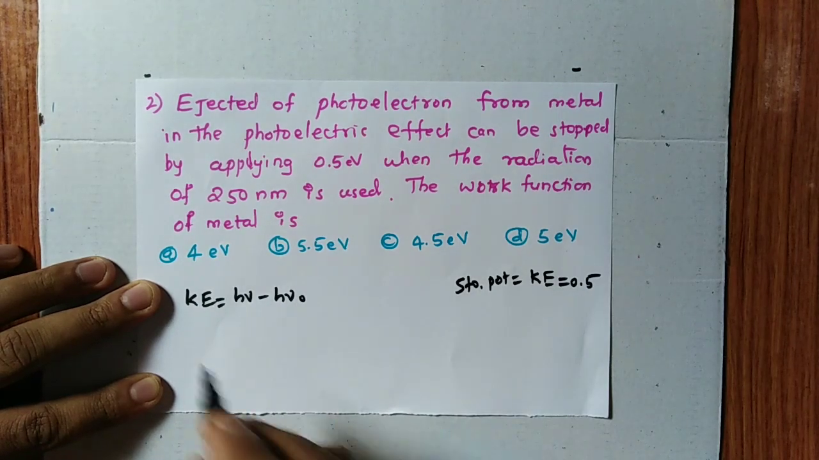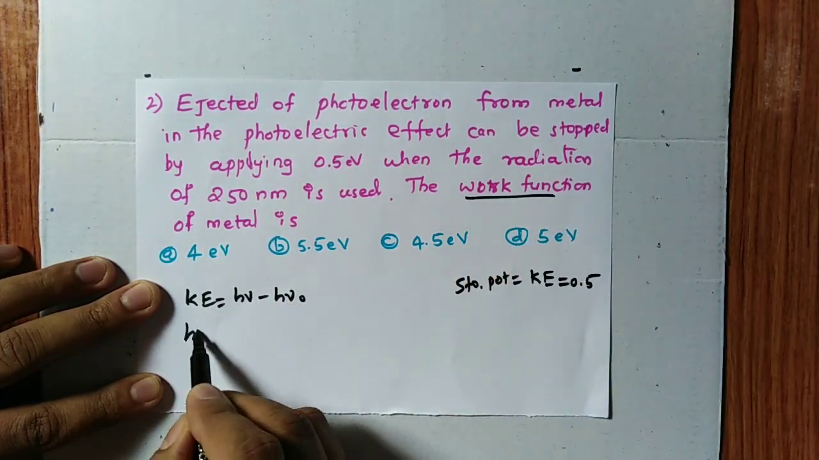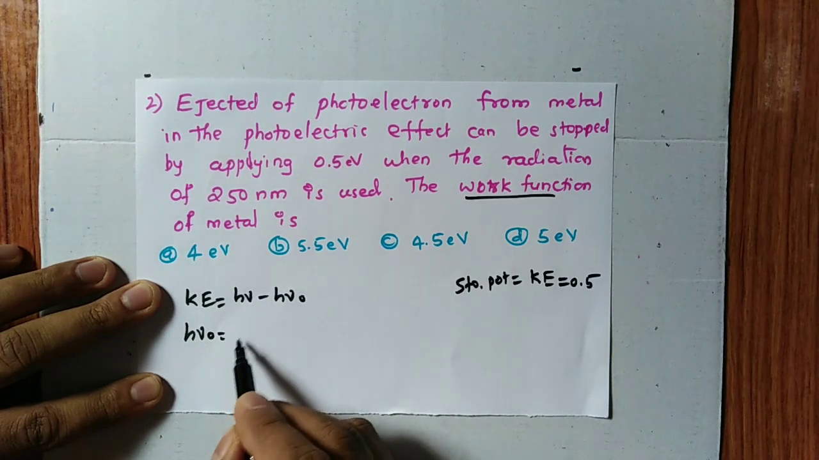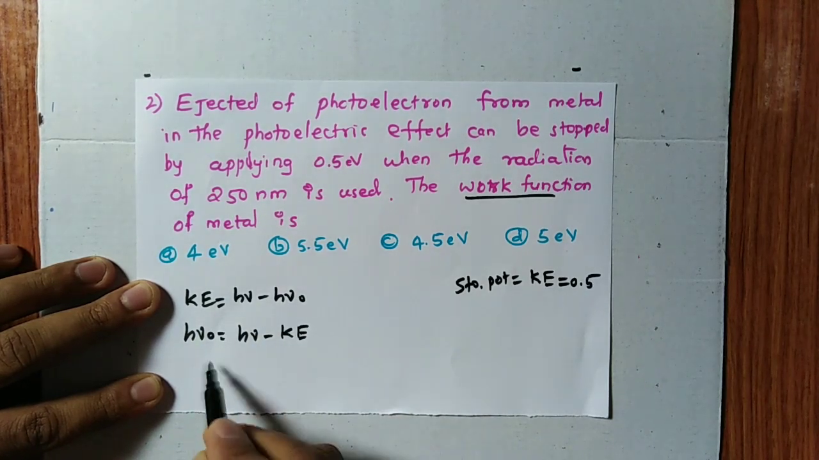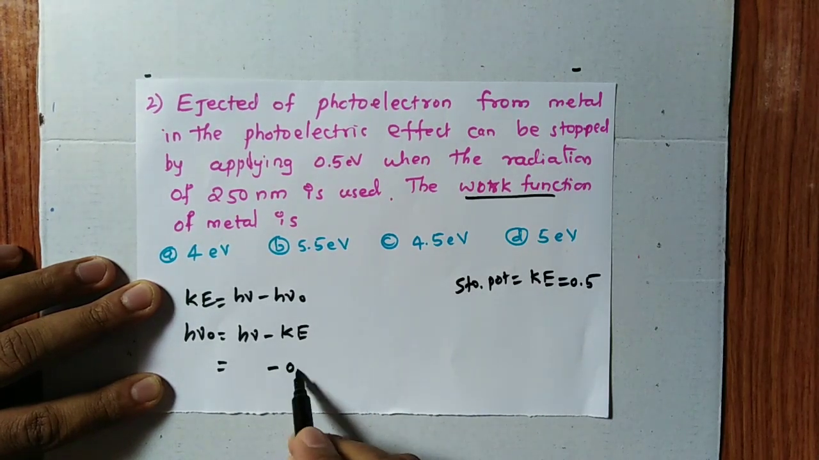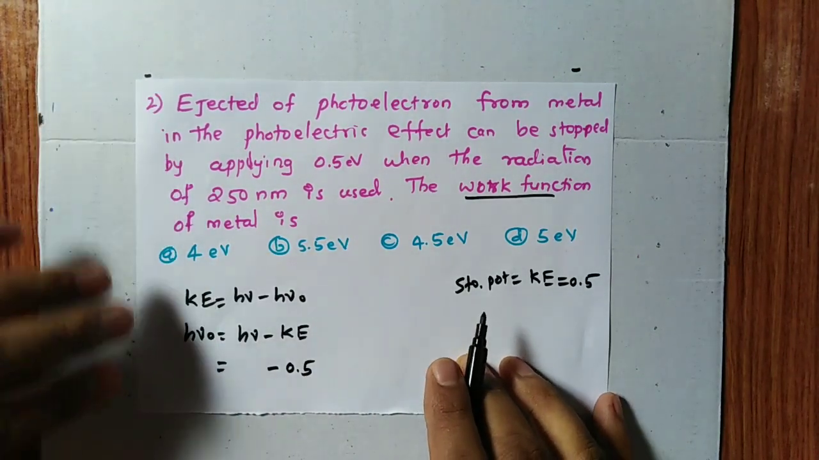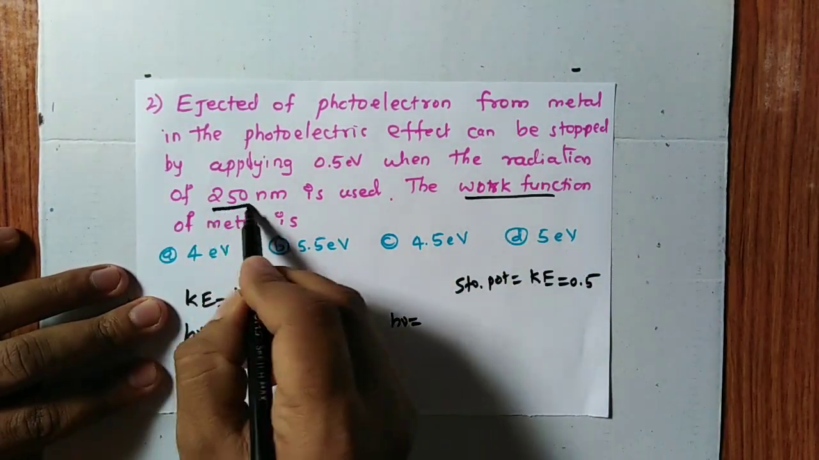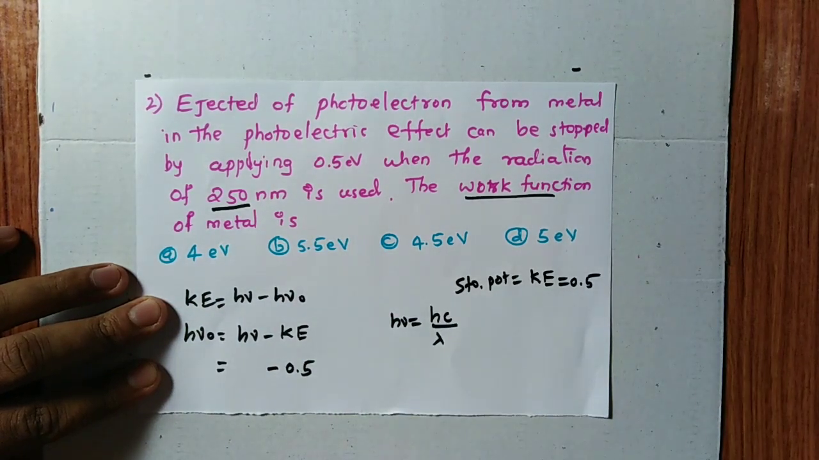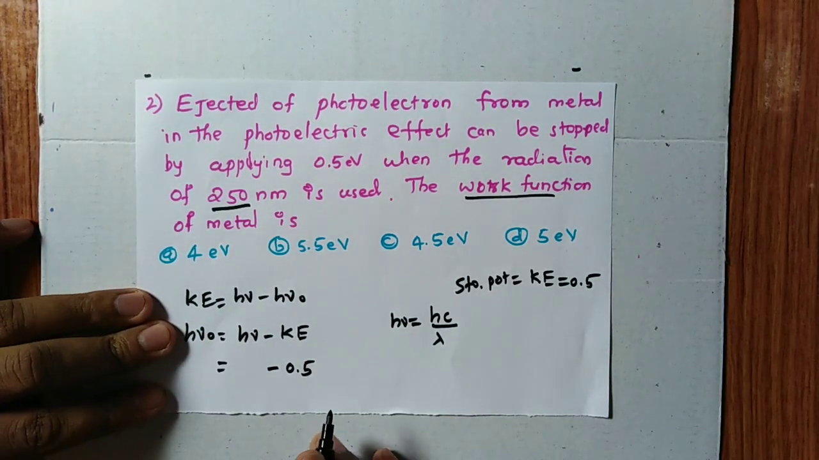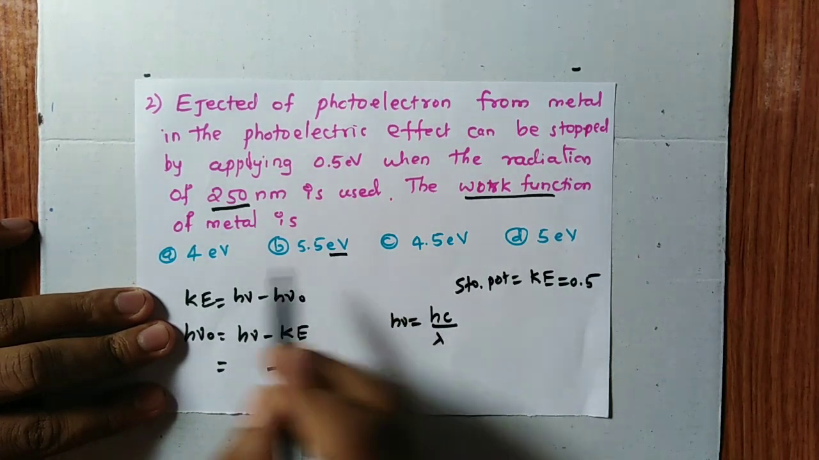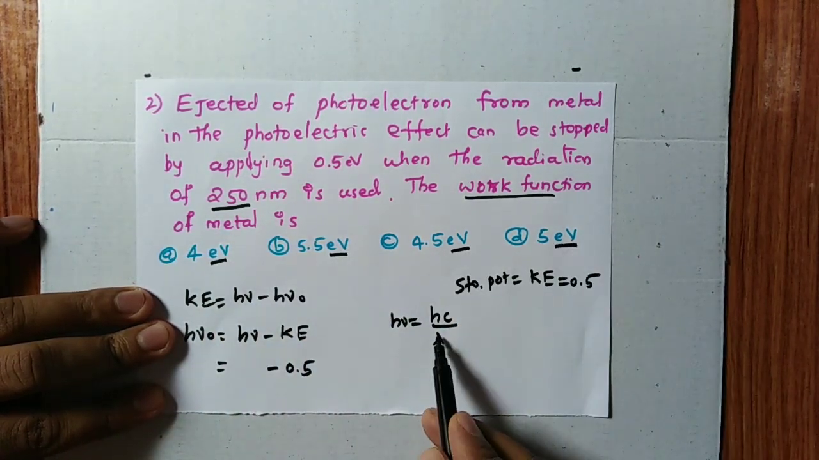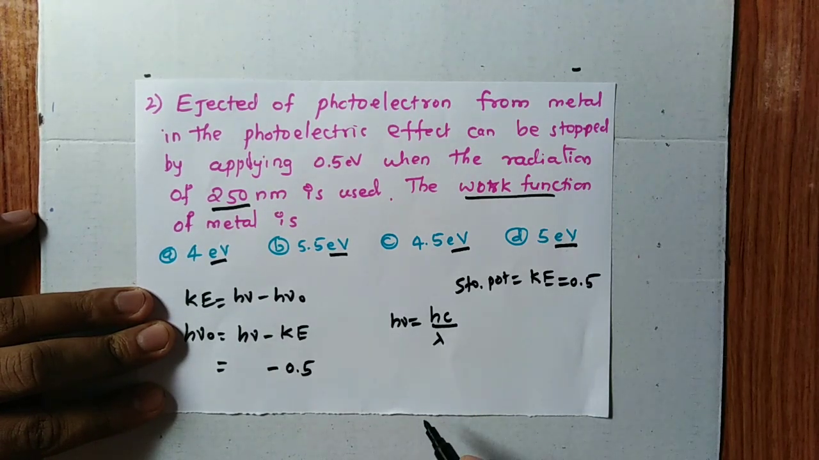So what is asked? h nu naught, the work function. So h nu naught is equal to h nu minus kinetic energy. h nu you have to calculate, minus kinetic energy which is given. To calculate h nu, remember, nu is not given, but 250 nanometer is given, right? So hc by lambda. But a very important point is, remember, the answer is given in electron volt, and here you are going to get the answer in joule, because the h value is 6.626 into 10 to the power minus 34 joule second.